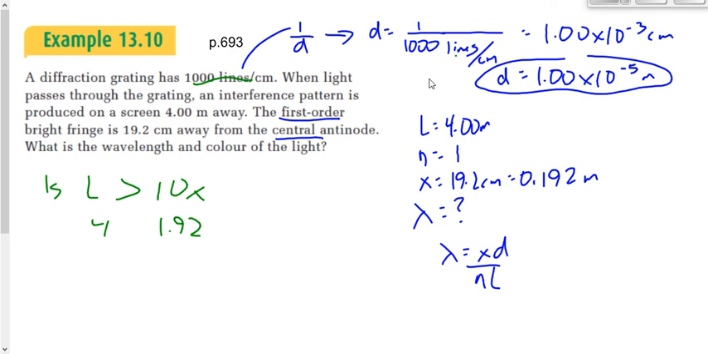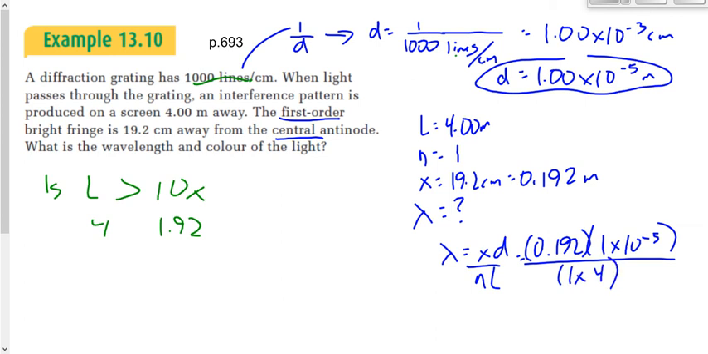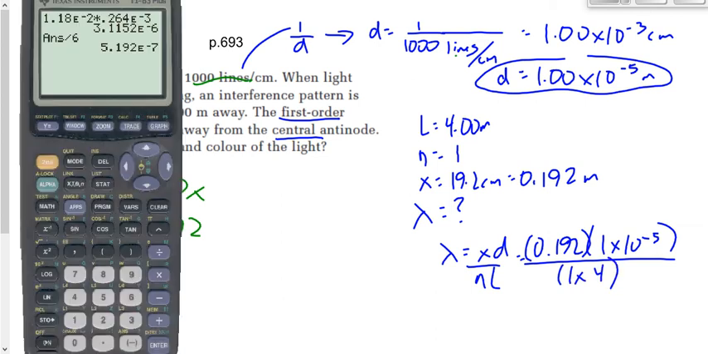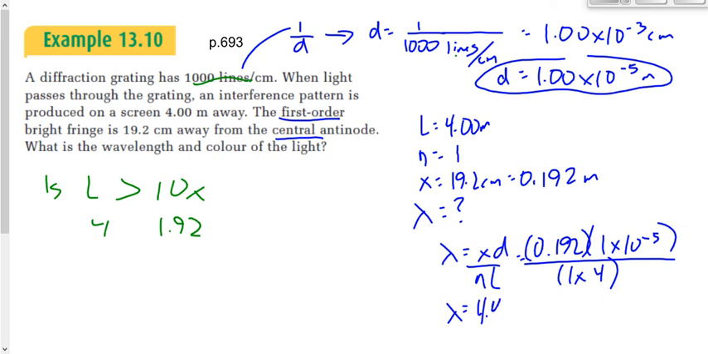x was 0.192. d is 1 times 10 to the negative 5. n is 1. L is 4. So we're going to say 0.192 times 1 times 10 to the negative 5, divided by 4, 4.8 times 10 to the minus 7. Remember, if L wasn't greater than 10 times x, then find theta.